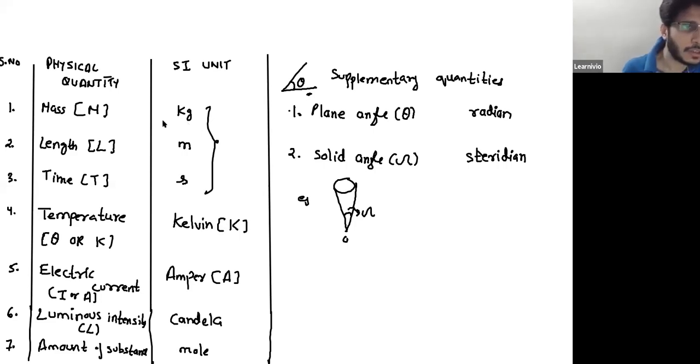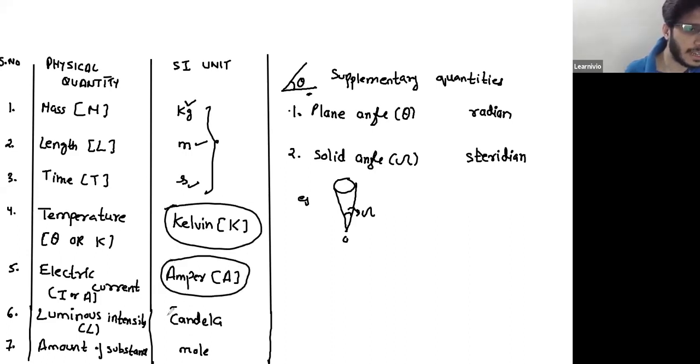Okay. Now I have some doubts. Sir, why do we represent kilogram with a small k, meter with a small m, seconds with a small s, but we represent Kelvin with a capital K, ampere with a capital A, candela with a capital C? Why do we write some with small letters and others with capital letters?